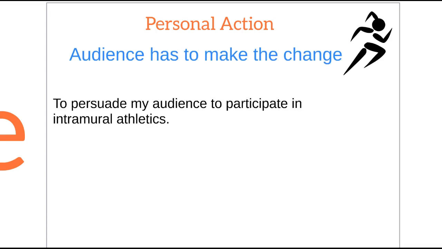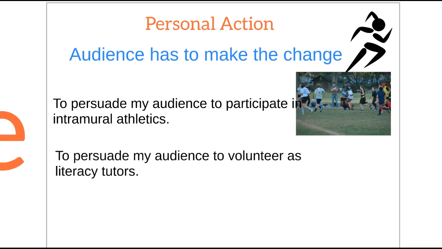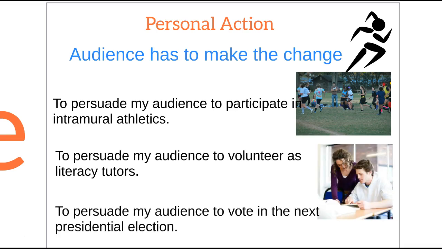So some topic examples: to persuade my audience to participate in intramural athletics, to persuade my audience to volunteer as literacy tutors, to persuade my audience to vote in the next election. Notice for all of these, volunteering, participating, voting, the audience would have to do it, right? An institution could not take on this action. They don't have that ability.